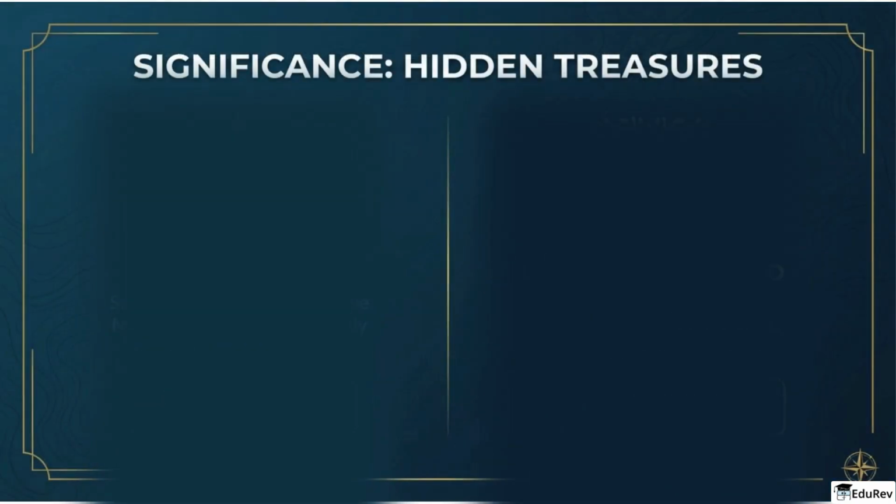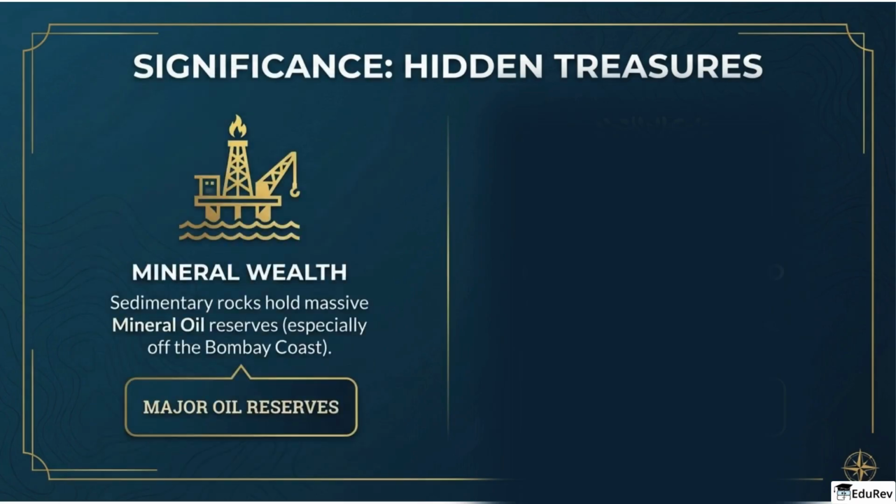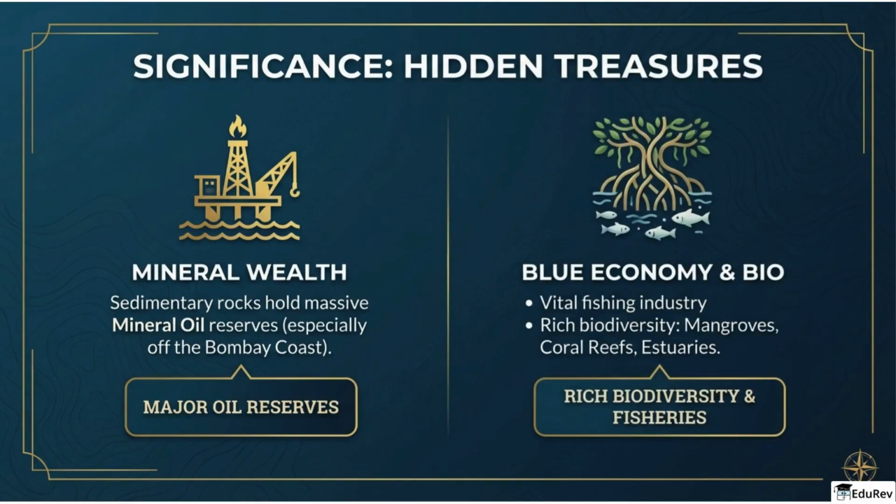Now the less visible value. Sedimentary basins along the coast contain petroleum and natural gas reserves, especially offshore near Mumbai. The coast also supports the blue economy: fisheries, ports, shipping, marine biodiversity. Mangroves grow in deltaic tidal regions. Coral reefs develop in warm, shallow waters. Coastal geography is both resource-rich and ecologically sensitive.